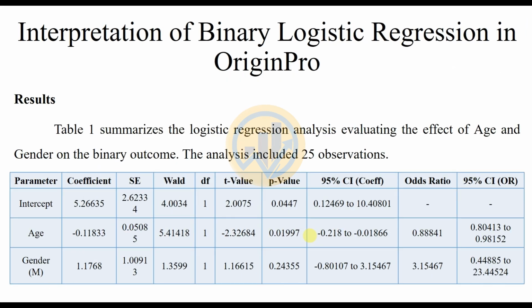The results of binary logistic regression. Table 1 summarizes the logistic regression analysis evaluating the effect of age and gender on the binary outcome. The analysis included 25 observations. The table presents the parameter, coefficients, standard error, degrees of freedom, t-value, p-value, and confidence interval. The interpretation of age and gender is also presented in Table 1.